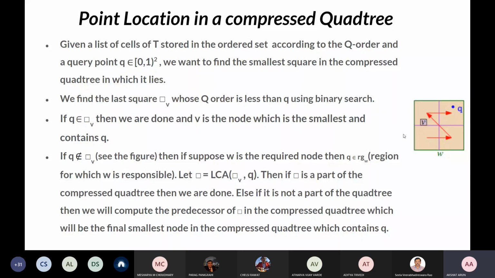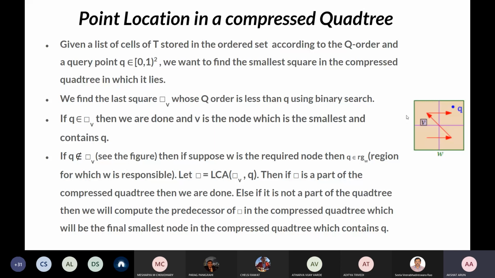If Q belongs to square V, then we are done, because V is the required node which contains Q and is the smallest. But what if Q does not belong to square V? In the figure we can see here Q does not belong to the small square V. So in that case, suppose W is the required node, then Q definitely belongs to the RGW. RGW is the region for which W is responsible.